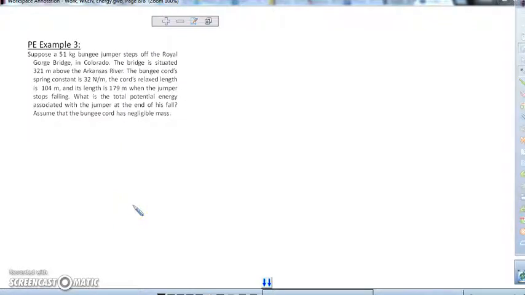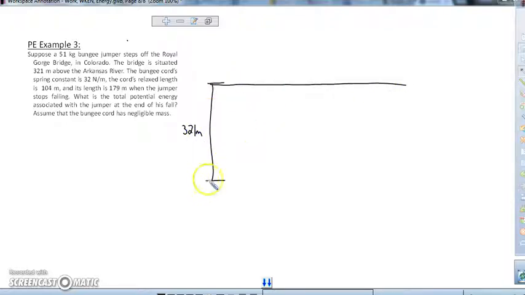Alright, here's a video on gravitational potential energy, specifically of a bungee cord. So suppose a bungee jumper jumps off the Royal Gorge Bridge in Colorado. The bridge is situated 321 meters above the ground. So that's our bridge. Here's our water.